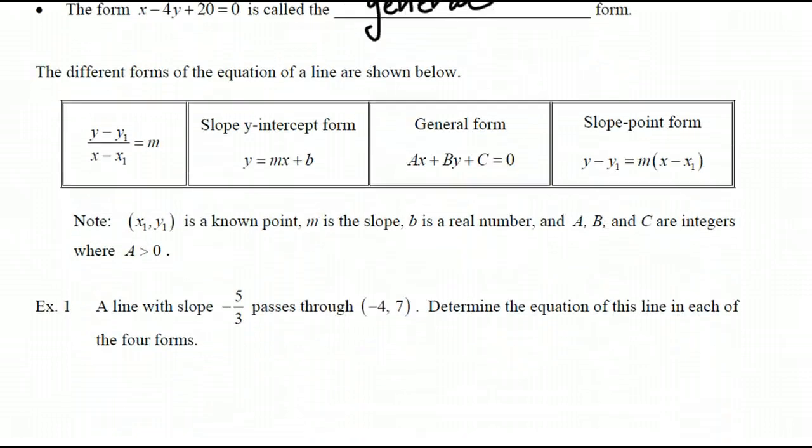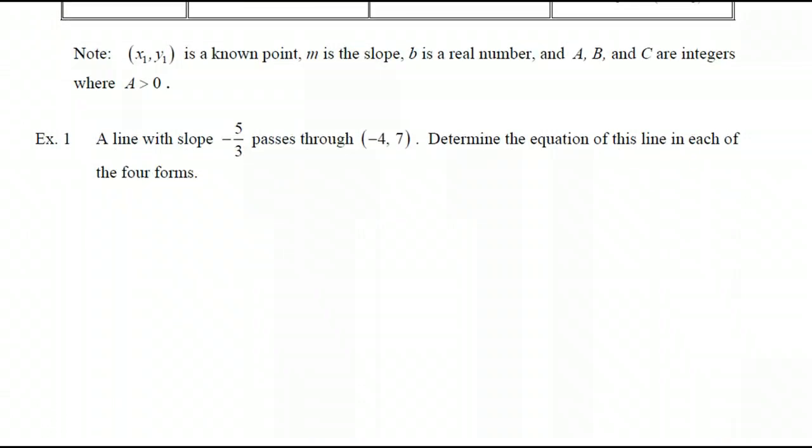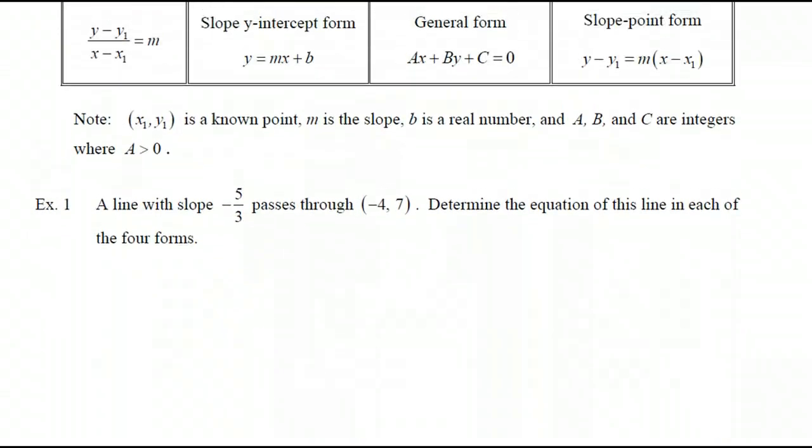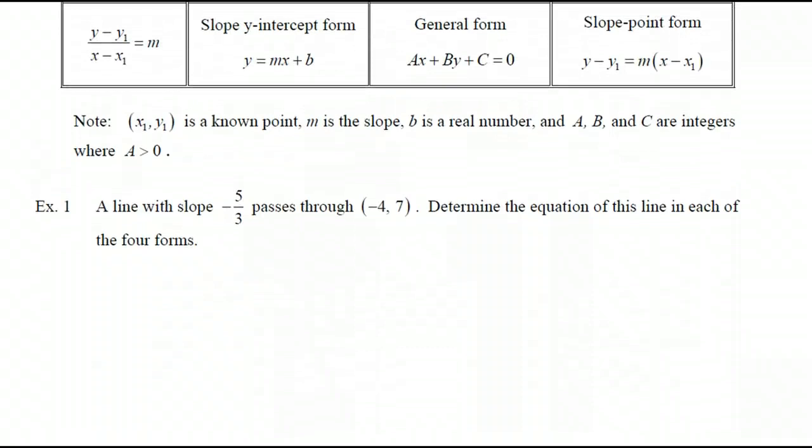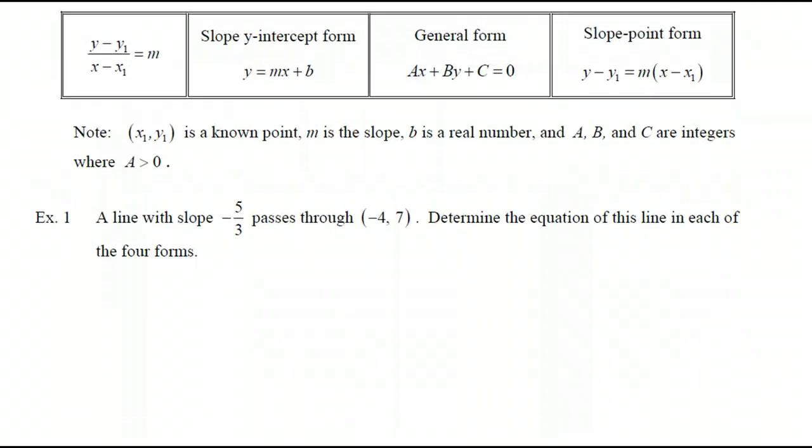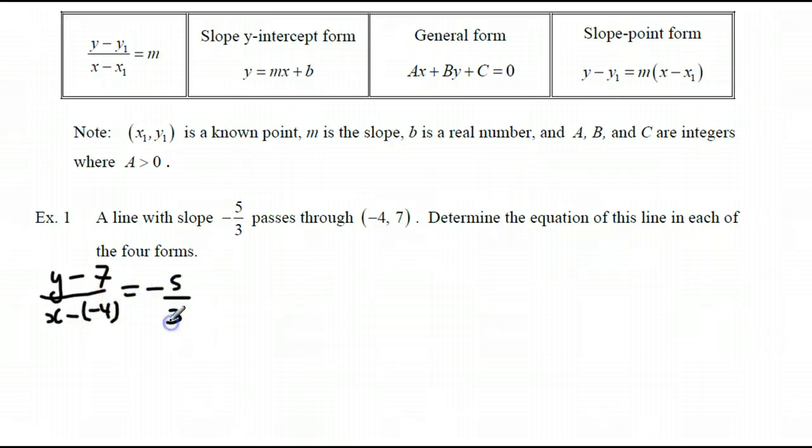Alright, let's do some examples. A line with a slope of negative 5/3 passes through negative 4, 7. Determine the equation of this line in each of the four forms. Okay, let's start with this, shall we? So y minus y1, which is 7, over x minus negative 4 is equal to negative 5/3. So that's our first form.